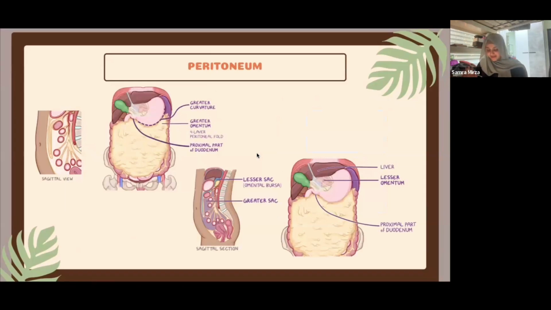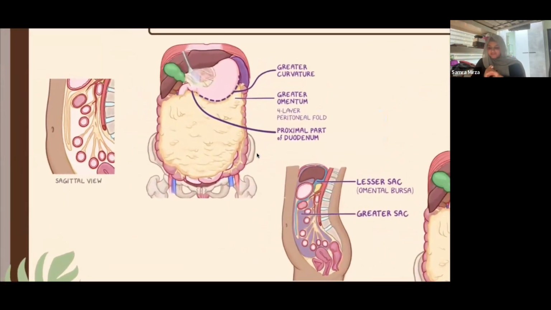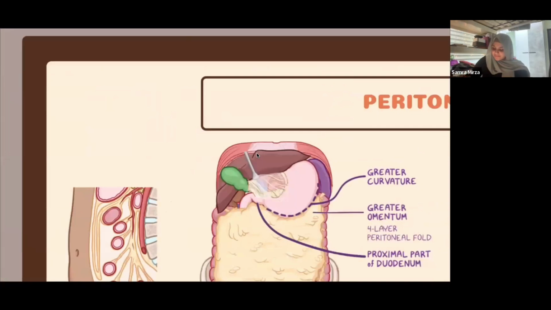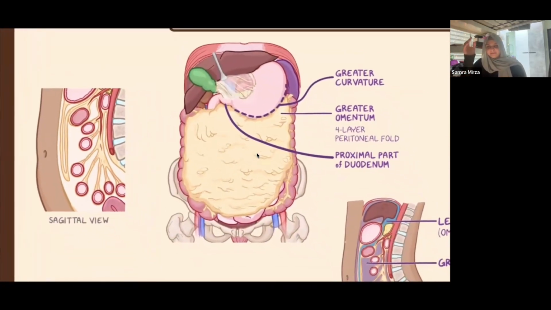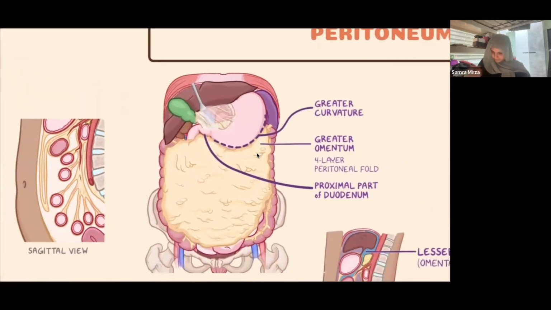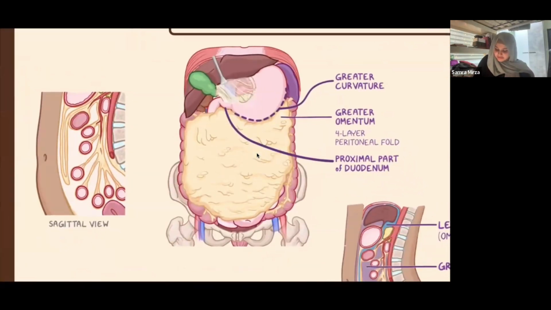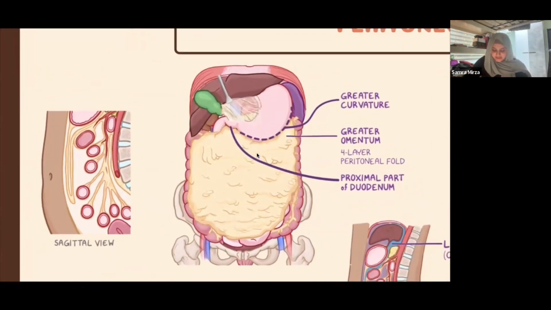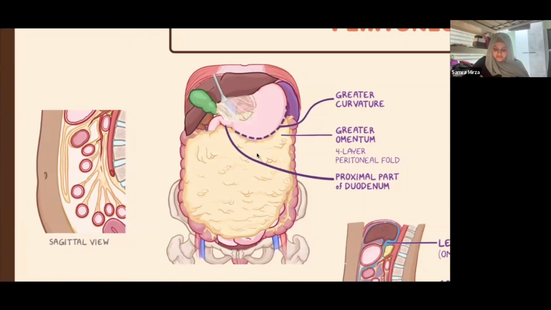Now for omentas and curvatures and ligaments. So we know that the peritoneum is two-layered, right? You have the visceral and the parietal, and the peritoneum is going to be curving at different points. Sometimes it can curve to the extent where there are multiple layers, and that's what the greater omentum is on this side. This picture is all from Osmosis. This looks very clear to show you what the greater omentum looks like.